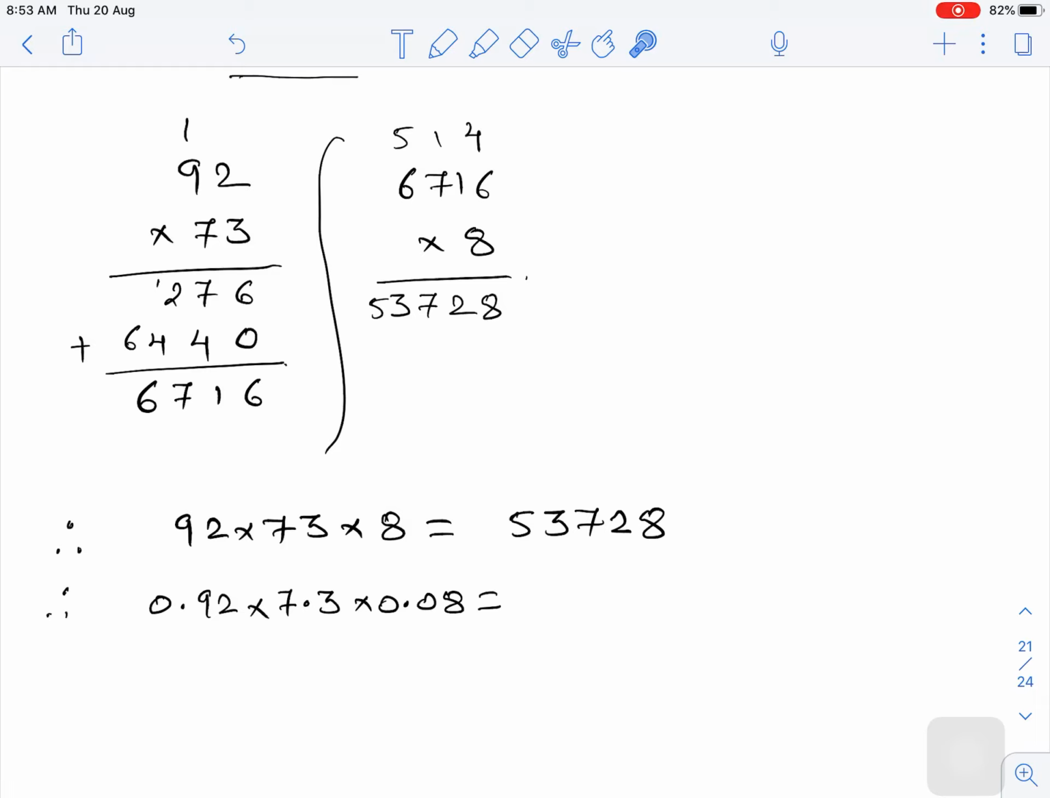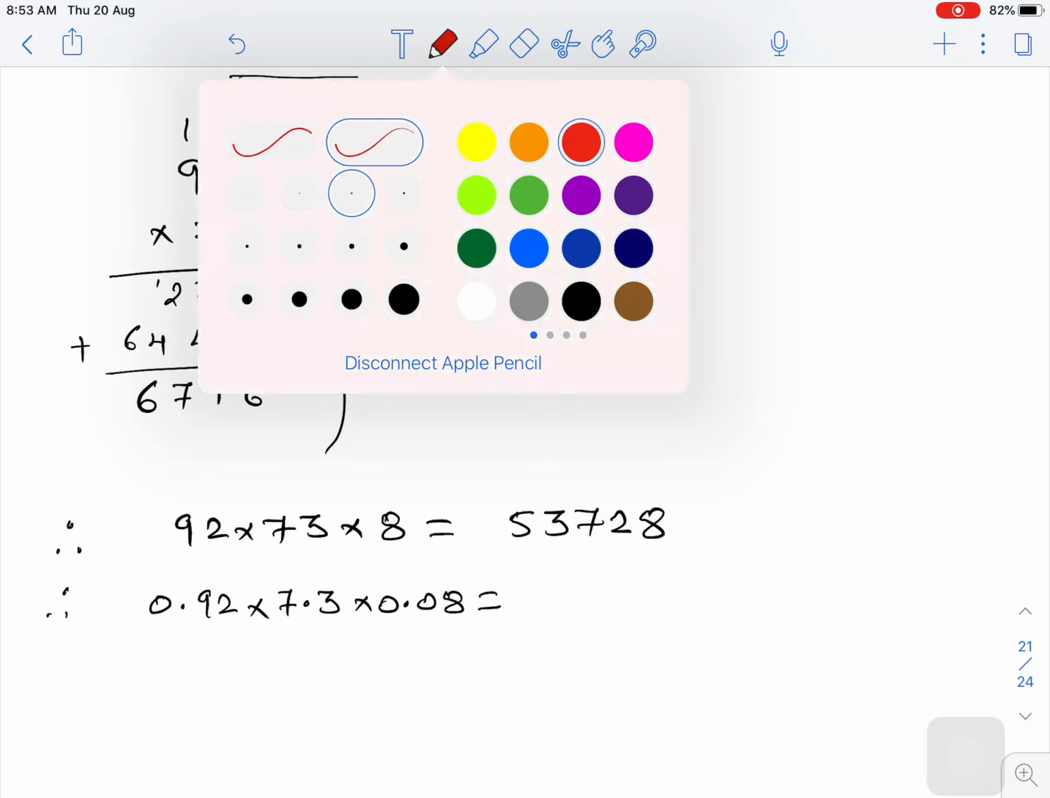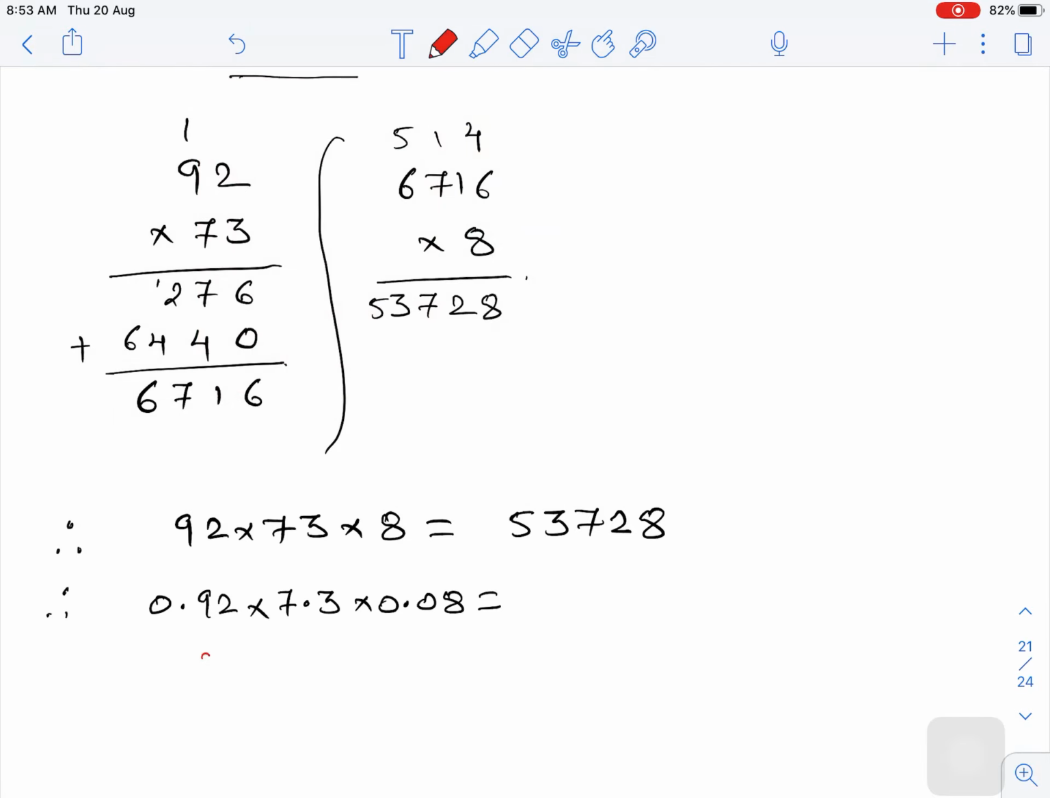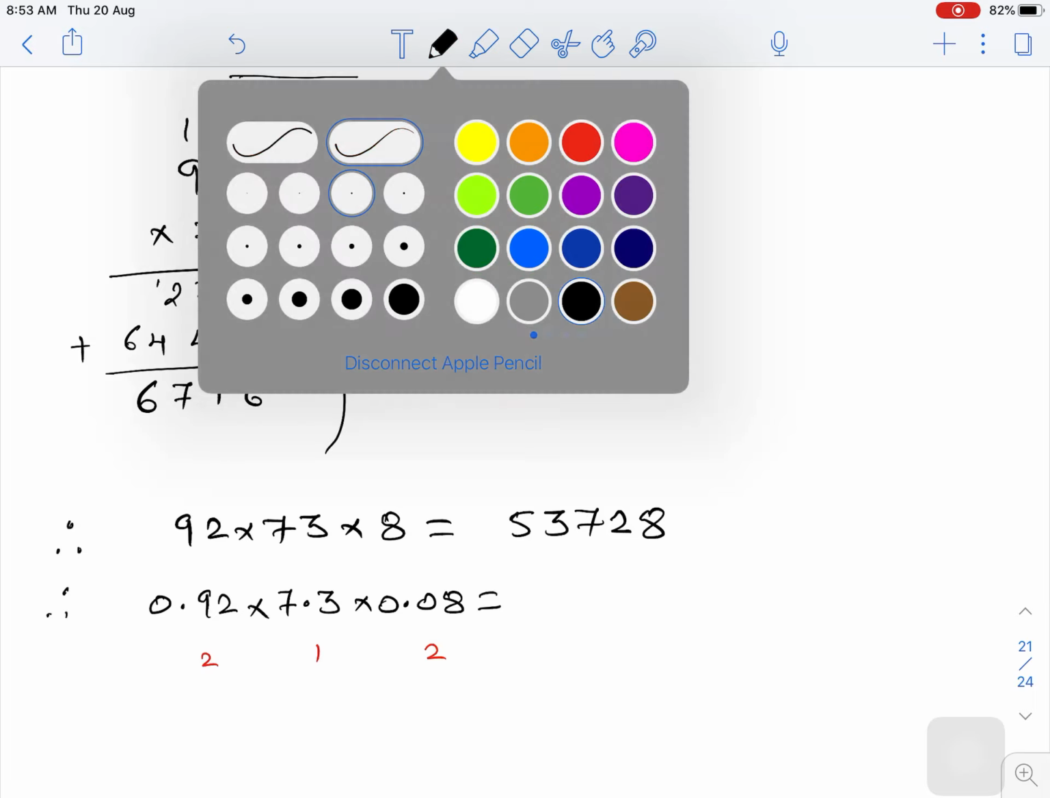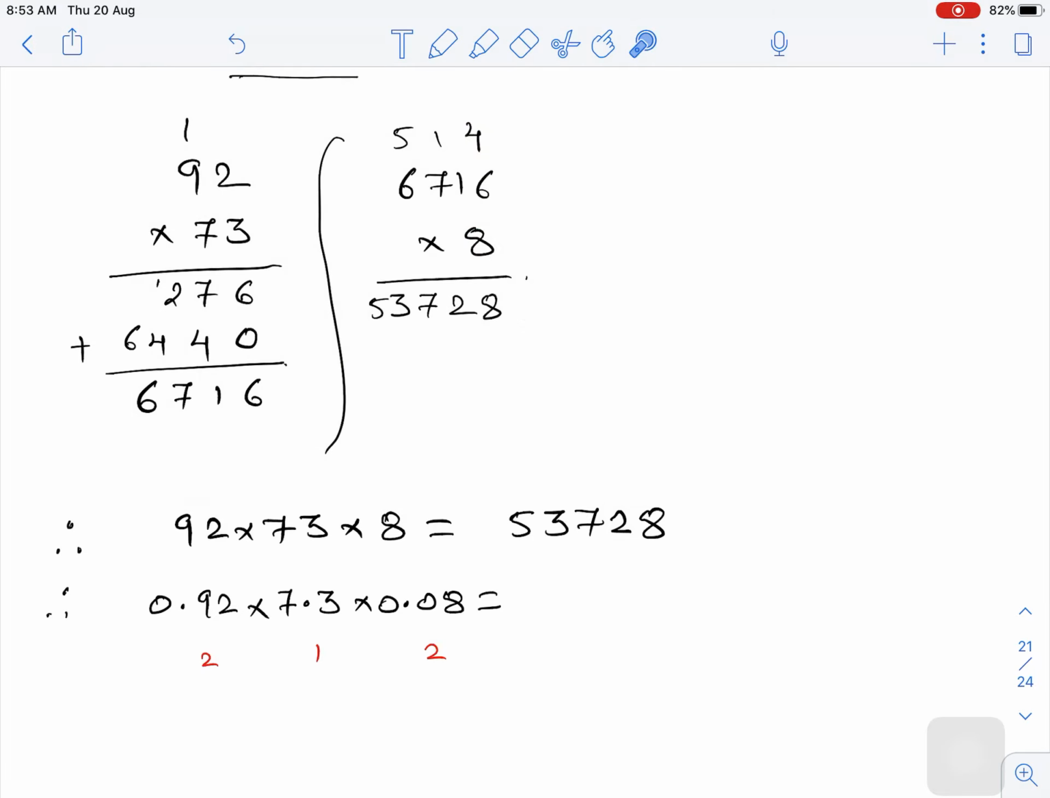So we are going to add these decimal places. So 2 plus 1 plus 2. I am just writing for our convenience the decimal places below this number. Its decimal place is 2, 1 and 2. Okay, so what will be the total of this one? 2 plus 1 is 3, plus 2 is 5. It means that in our answer this number should have 5 digits after the decimal.